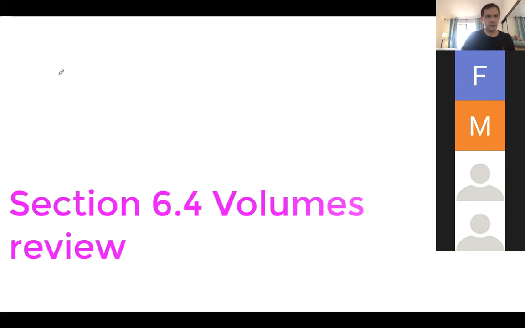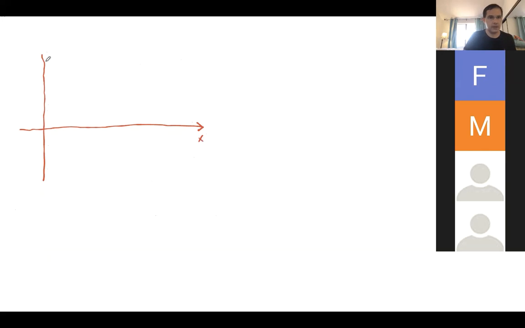So section 6.4 was about volume. Very quick reminder, what we did was, let's say that we have two functions. Maybe one is a function f. Let's say this is my coordinate system. This is the x-axis. This is the y-axis.